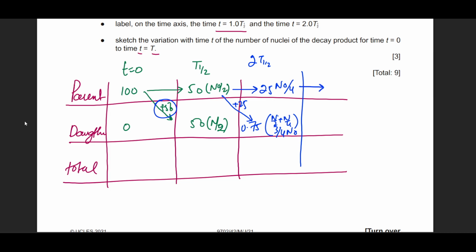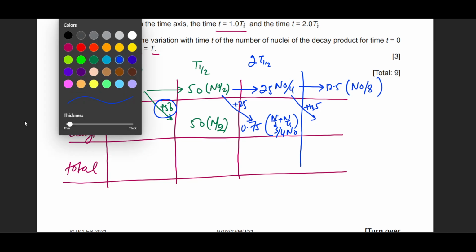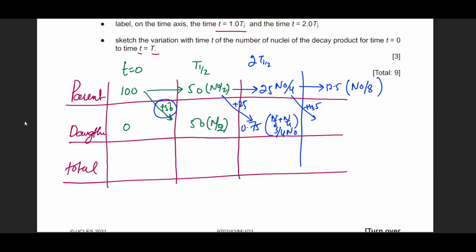Further reduction causes them to become 12.5, and those 12.5 are added to the daughter again. Now this becomes n naught by 8, or 8 times reduction. And of course, notice that at all times 100 plus 0 is 100, 50 plus 50 is 100. The total particles remain the same. 25 plus 75 is 100. 12.5, and what should be over here? So 75% plus 12.5% becomes 87.5%, which will again be 100%.